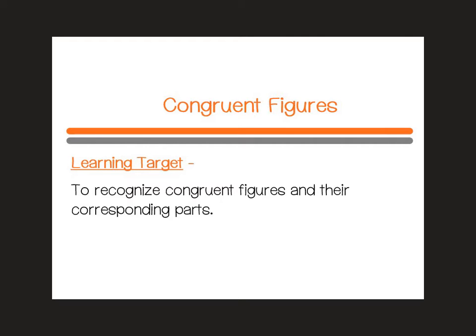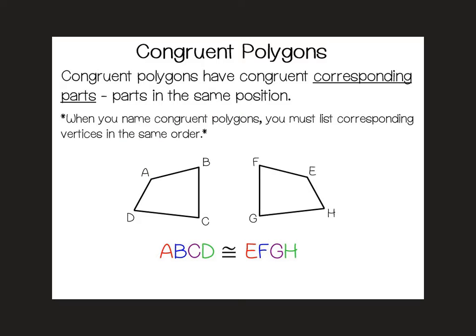This video covers congruent figures, so we're going to recognize congruent figures and their corresponding parts. Congruent polygons have congruent corresponding parts, and corresponding parts just means that they're in the same position. So when you name congruent polygons, you must list corresponding vertices in the same order.